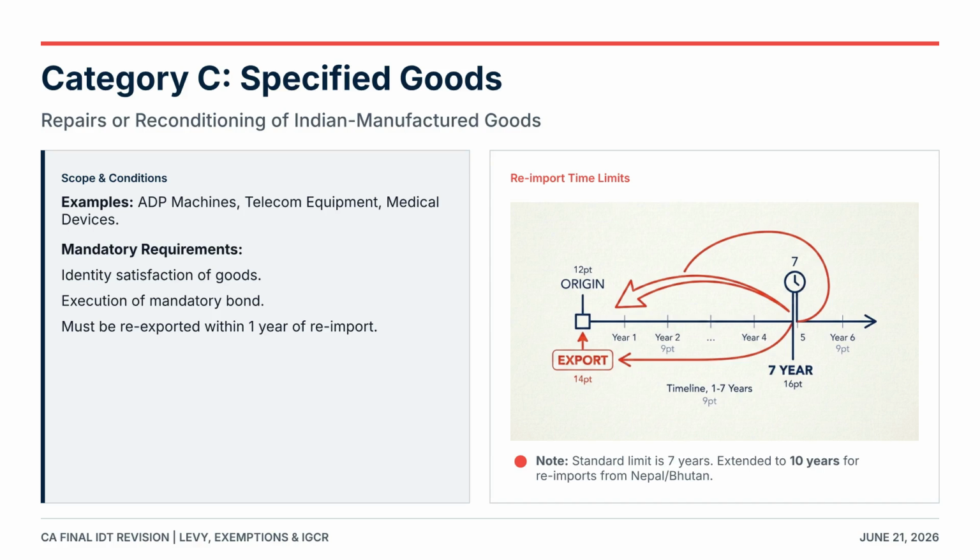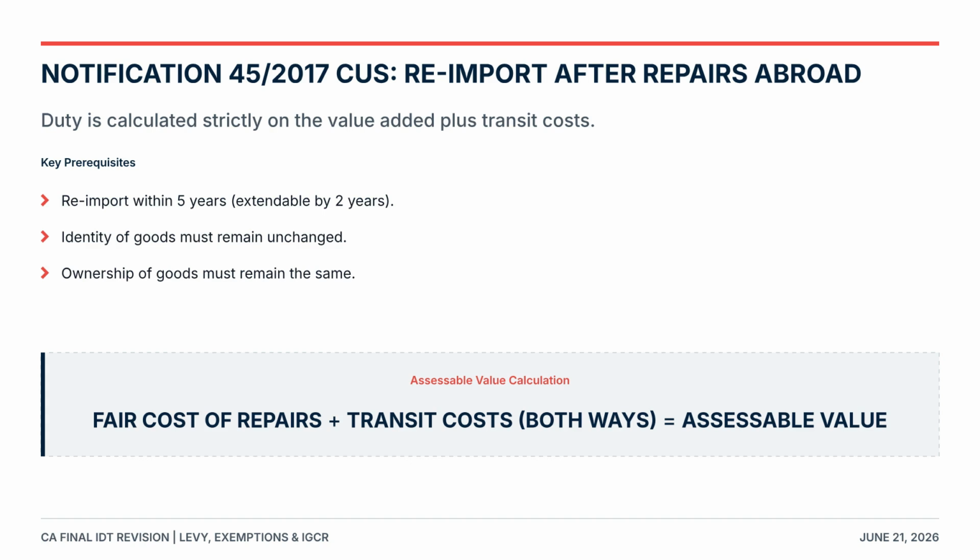The importer must establish the identity of the goods to the satisfaction of the assistant or deputy commissioner and execute the prescribed bond. For exam purposes, remember Category C separately because its timelines differ from the other categories. Now let's discuss Notification 45/2017, which applies when goods are exported for repairs abroad and subsequently re-imported.